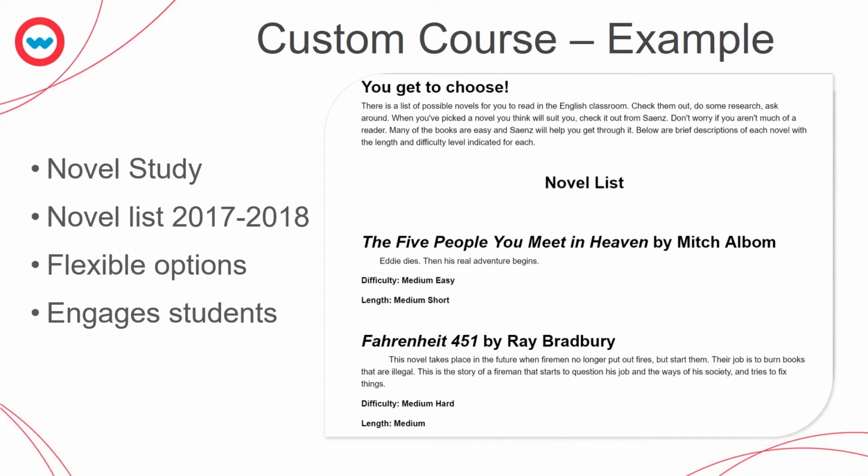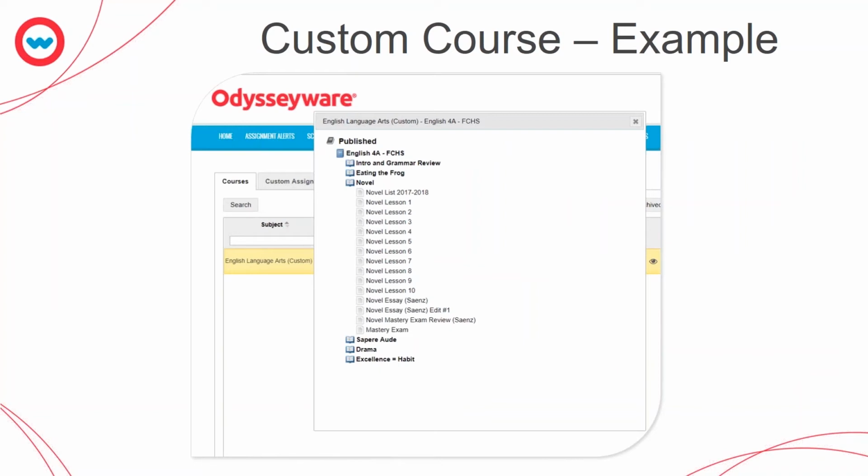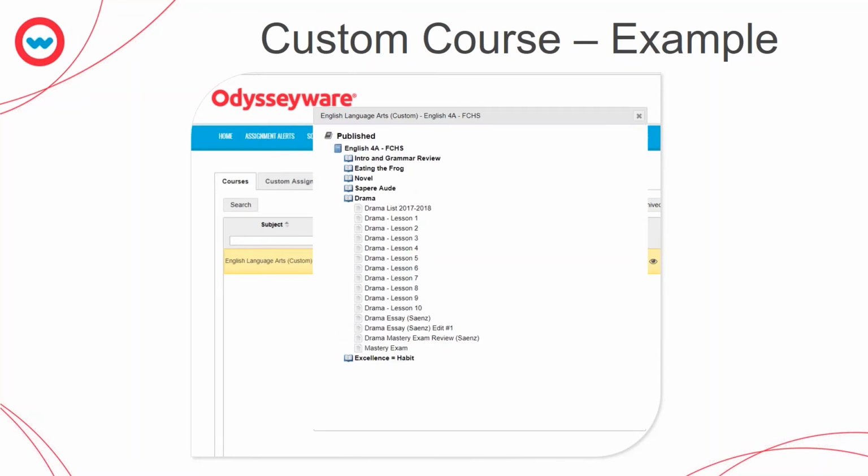So this lesson is the first lesson where the student actually picks the novel. And what it looks like from the course view is this. The first lesson is Novel List 2017-18. The student actually picks the novel. In that lesson, there's also talk about why we bother with novels and things like that. And then there's 10 lessons that just say novel 1, novel 2, novel 3. We do the same thing with dramas, for the record.